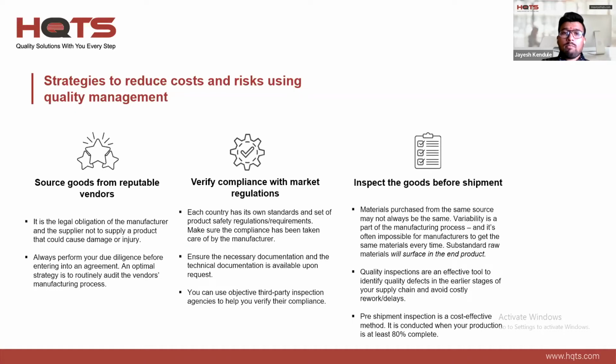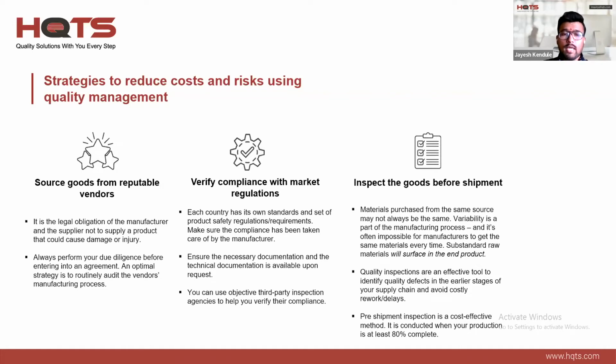So the three major points are high-level information, not so deep: sourcing of goods from reputable vendors. It is the legal obligation of the manufacturer and the supplier not to supply a product that could cause damage or injury. A business should always have such principles, not to provide a damaged or wrong product to their end customers.